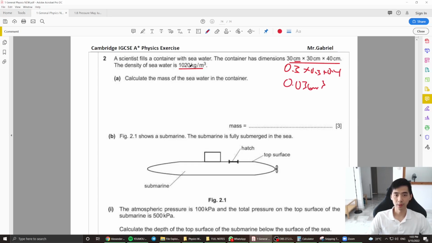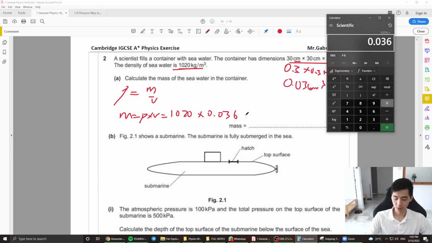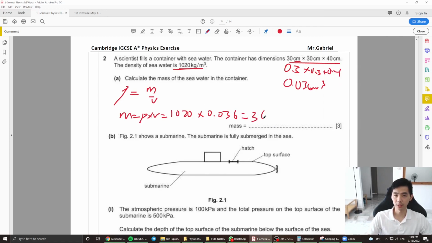From here, you have density, right? Density is equal to mass over volume. Mass will be equal to density multiplied by volume, which is going to be 1020 multiplied by 0.036. Okay, times 1020 here, you'll get a mass of 36.7 kg. Right, always remember to write it in 3 significant figures.